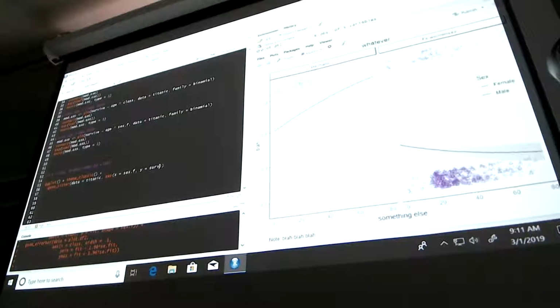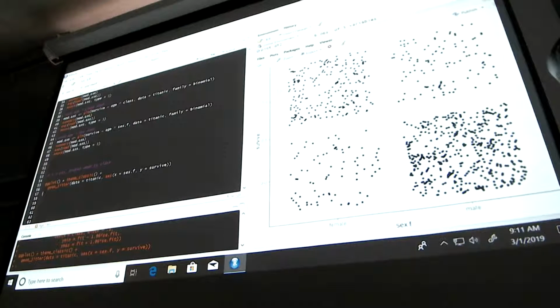Can you go just a little slower? Yeah. So what you're doing is that's the base, you're plotting the straight up raw data.